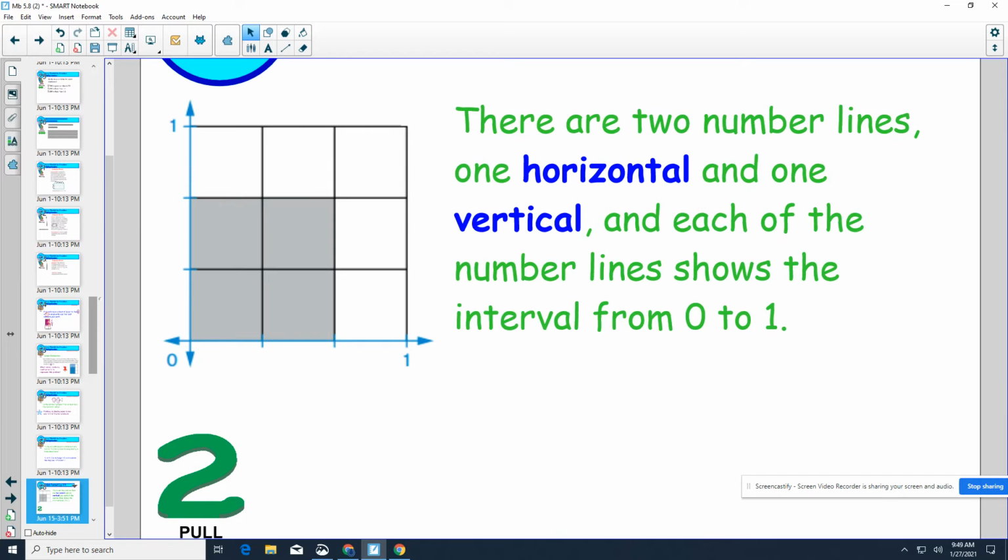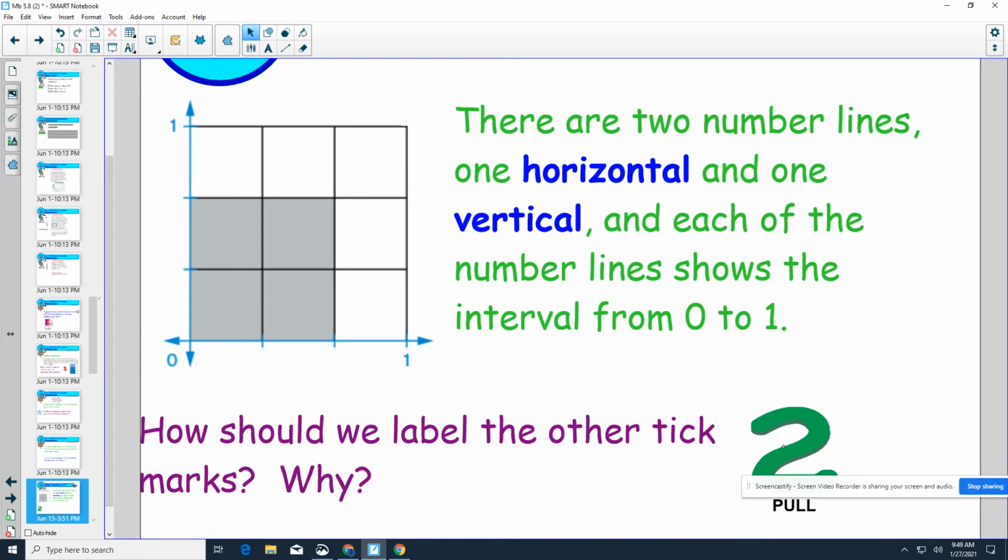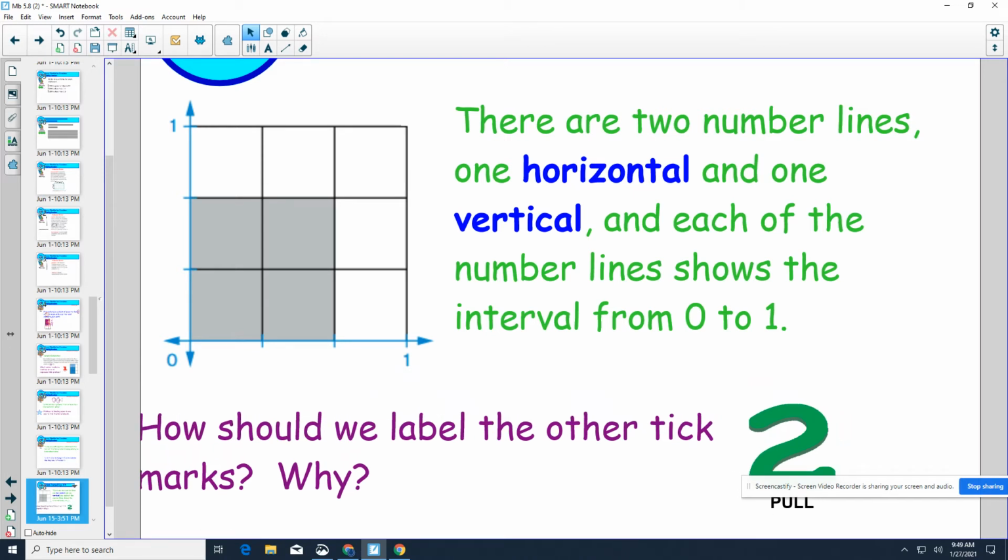Now, there are two number lines, one horizontal, one vertical. Each of the number lines show the intervals from 0 to 1. So how should we label these tick marks? And these are our tick marks here. You can see they're blue. And that one's labeled for us. That one and that one's labeled. Well, let's see. As I go across, I see it's 1, 2, 3. It's split into thirds. So the first block would be 1/3 then. The second block would be 2/3.